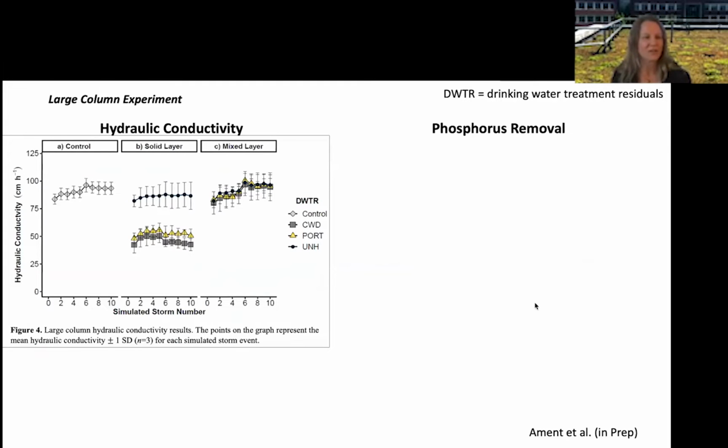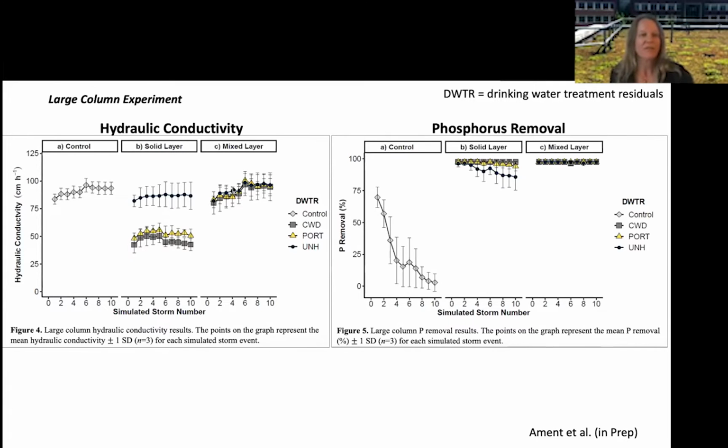And on the first side, we have hydraulic conductivity here. Basically, the message with the hydraulic conductivity is that in the solid layer, there was a lot more divergence between the different residual types, meaning which drinking water treatment plant they came from, and they tracked very similarly when they were mixed together. Similarly, for phosphorus removal, there was some divergence in the solid layer, and the mixed layer had really virtually identical performance in terms of sorption of phosphorus.